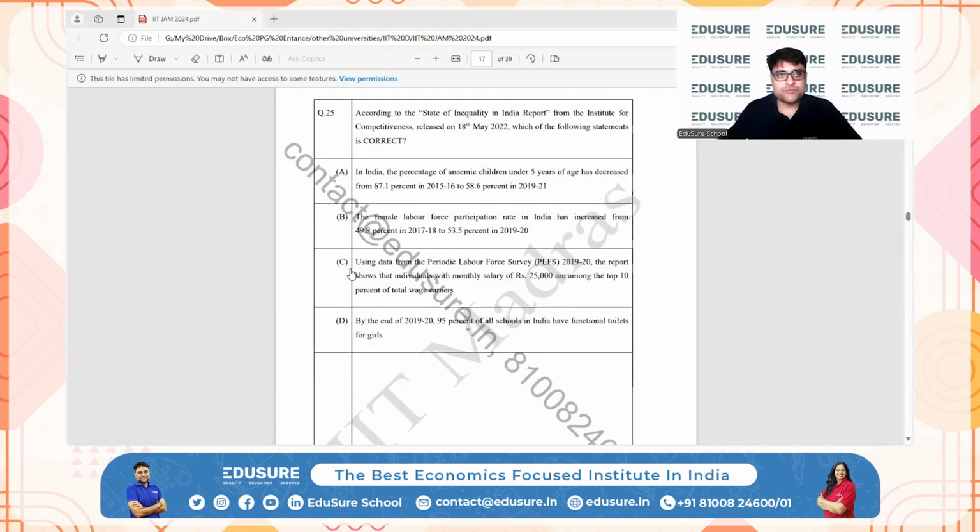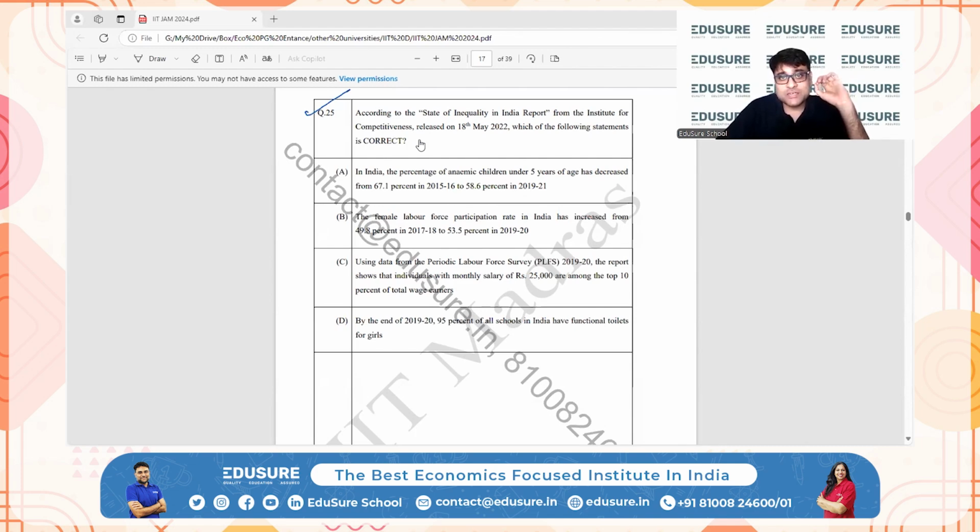JAM 2024, question number 25. According to the State of Inequality in India report from the Institute for Competitiveness, released on 18th May 2022, which of the following statements is correct? Again, an Indian economy question. So we'll take a look at all the options together. So let's evaluate the options. Let's take a look at option A.